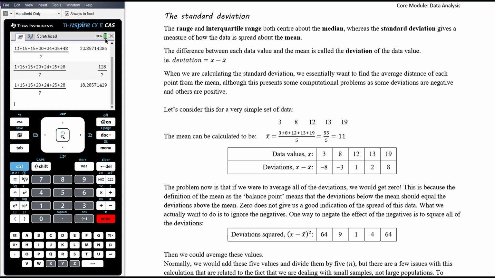Okay. So the difference between each data value and the mean is called the deviation. If we've got a data set with a mean of 5 and you've got a data value of 8, its deviation is 3. It's 3 away from the mean. When we're calculating the standard deviation, we essentially want to find the average deviation, the average distance of each point away from the mean. However, this presents a few computational problems when we actually go through doing that, as you'll see, because some of the deviations are going to be negative.